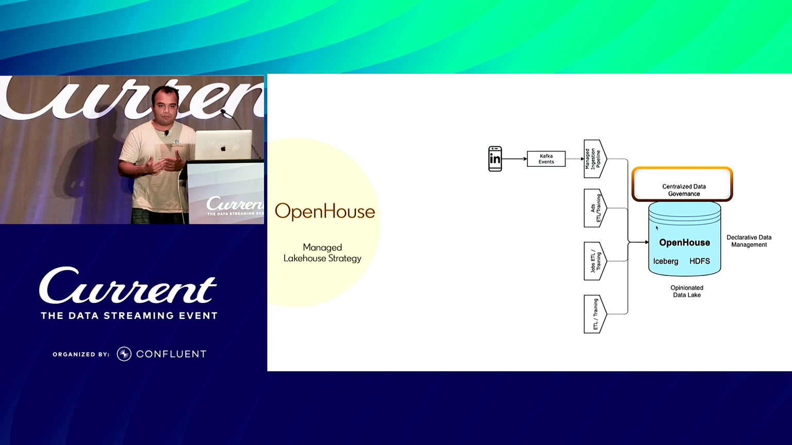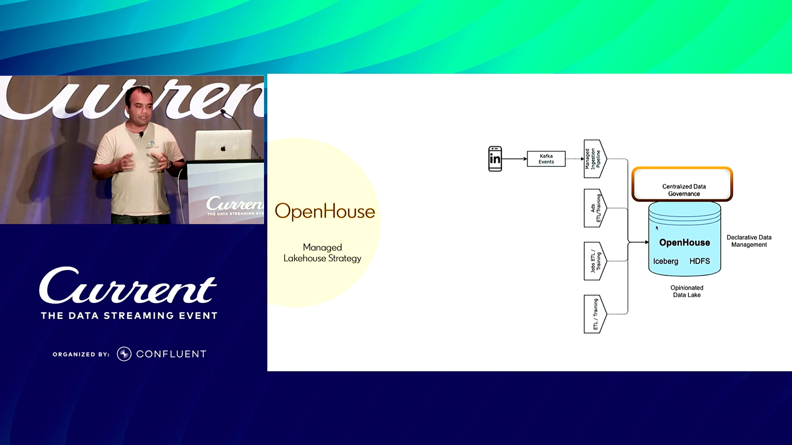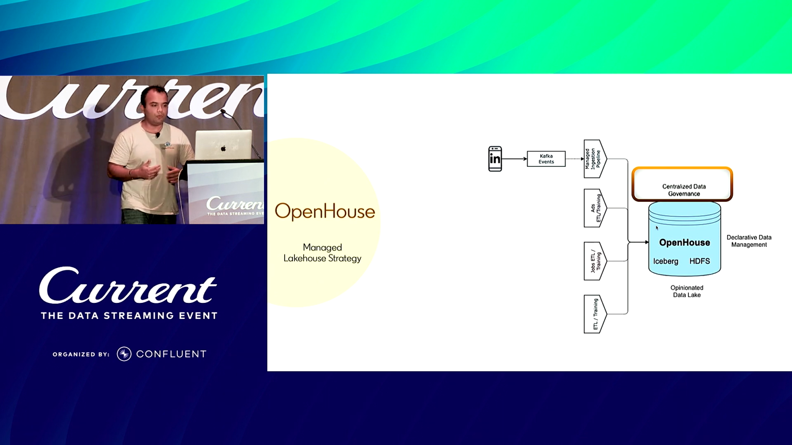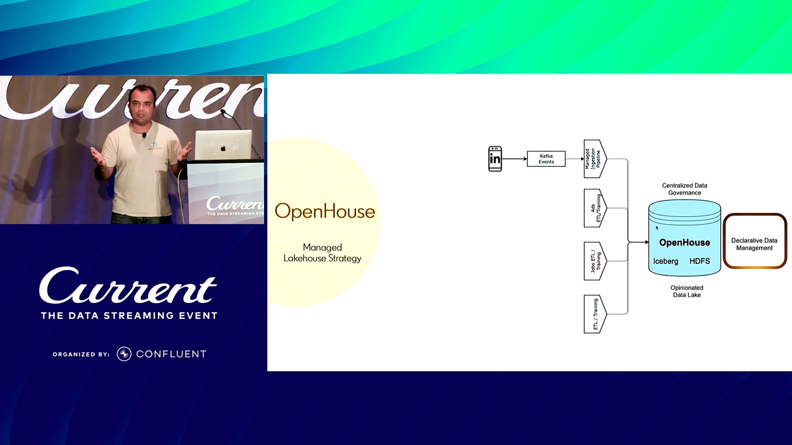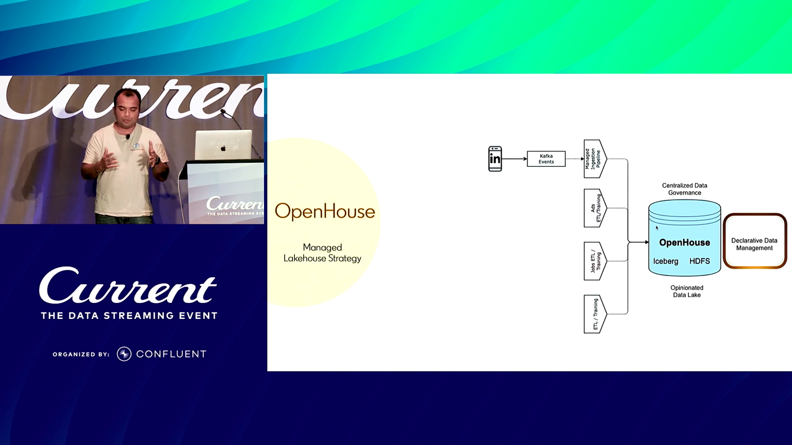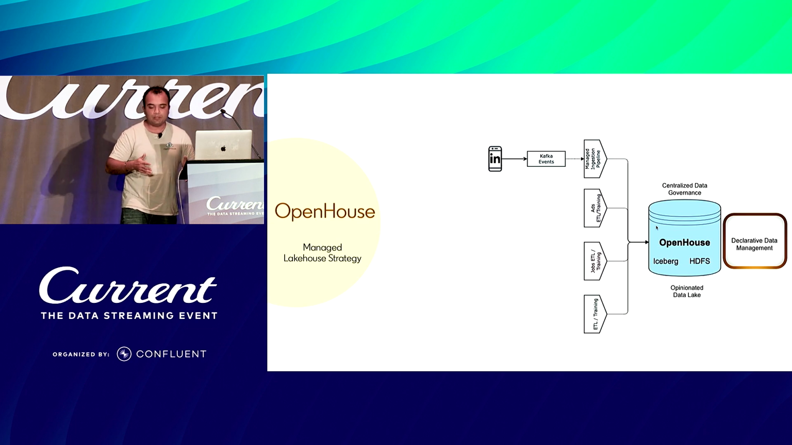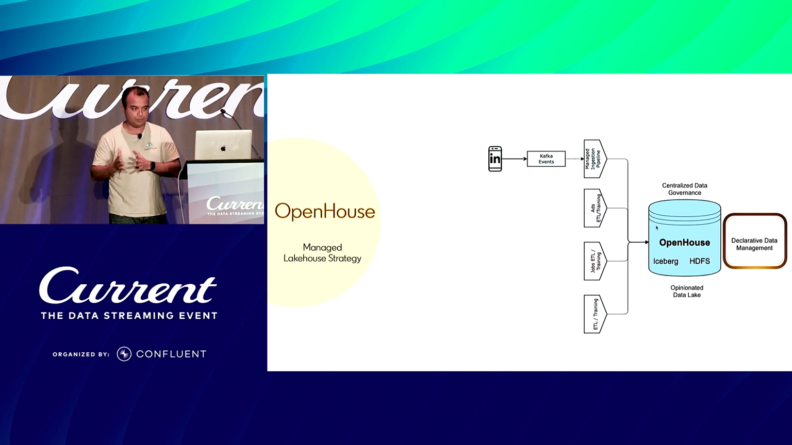So the centralized data governance allows us to provide granular data sharing without having to do those additional copies, and we'll see in the future slides how we do that. Declarative data management is essentially what we say is the end user sets a policy and then forgets about it. The system should reconcile the observed state with the desired state that the user wants.